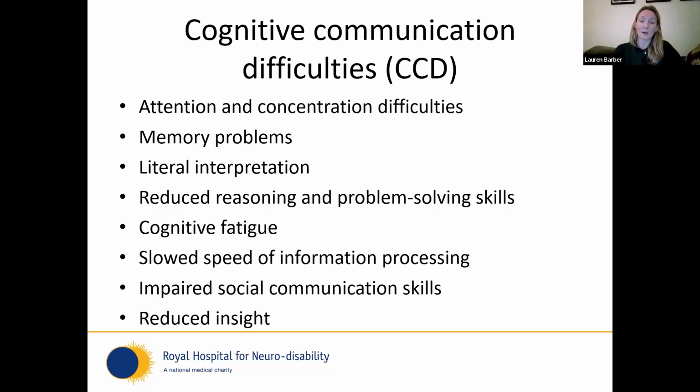They might have really slow processing of information. You might have to wait 10 seconds after you said something for them to be able to respond, and also impact their social communication skills. So things like eye contact, turn taking. And they might not be aware of what they're doing either, so they might have reduced insight into that.